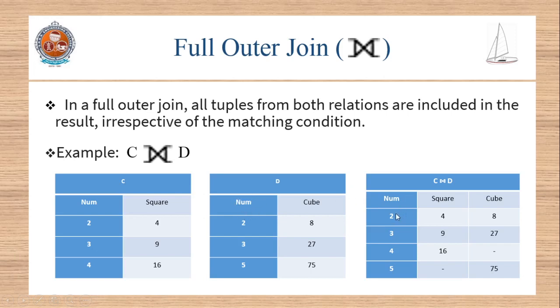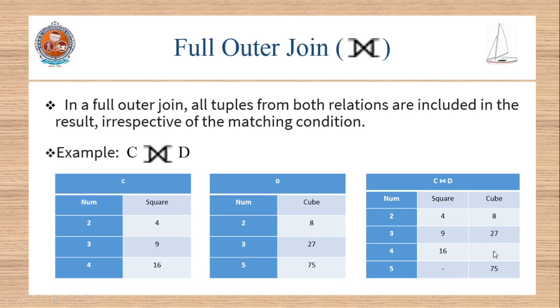So num we are having in the first relation, that is the left relation, with the values 2, 3, 4, and in the right relation we are having the other additional tuple with value 5. So that is the 5 here. And all the other attributes will be present in the full outer join: the square from relation C and the cube from relation D.